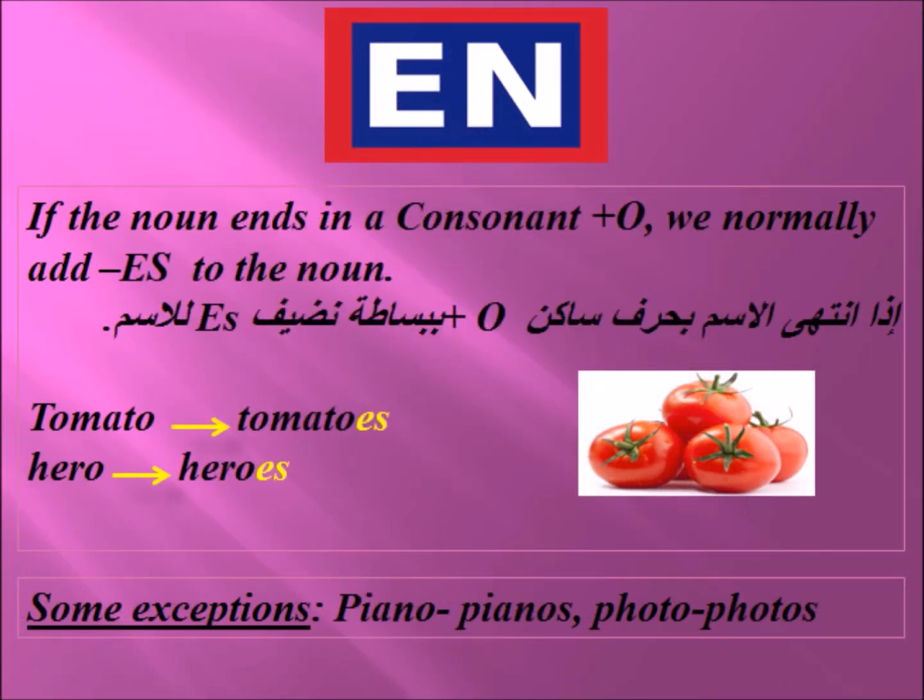Another rule says, if the noun ends in consonant plus O, we normally add ES to the noun. For example, tomato, it becomes tomatoes. Hero, heroes. Some exceptions we have: piano, it becomes pianos. Photo, photos.